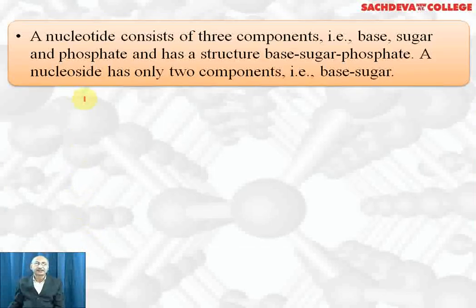A nucleotide consists of three components: base, sugar, and phosphate, and has the structure base-sugar-phosphate. A nucleoside has only two components: base and sugar.